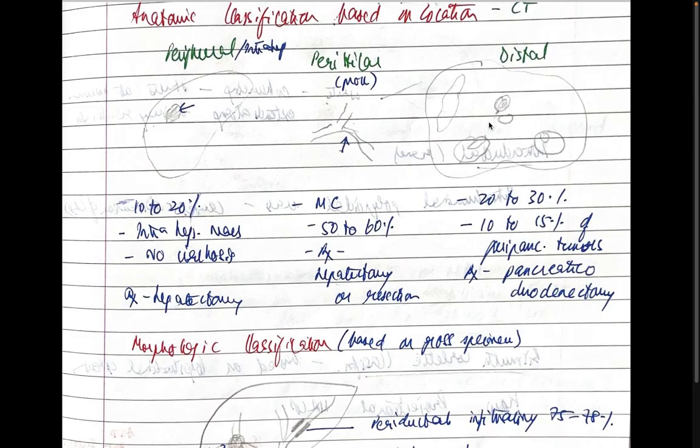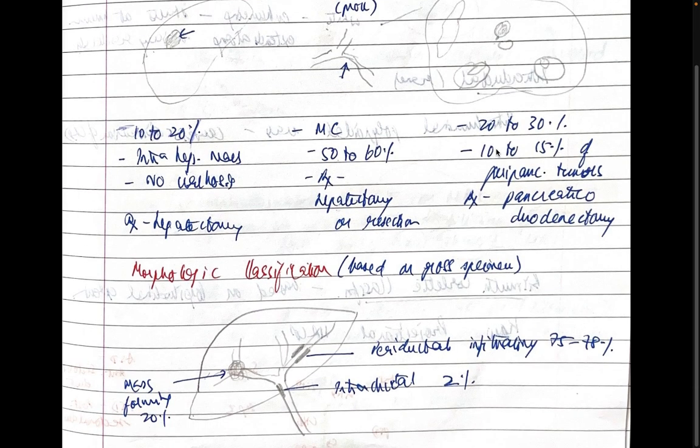The peripheral one is seen as an intrahepatic mass. There is no underlying cirrhosis, unlike in an HCC. The treatment is a hepatectomy. While a perihilar one, the treatment is a lobar hepatectomy or a resection. And the distal one, 10 to 15% of peripancreatic tumors constitute this one, and the treatment is a Whipple surgery.